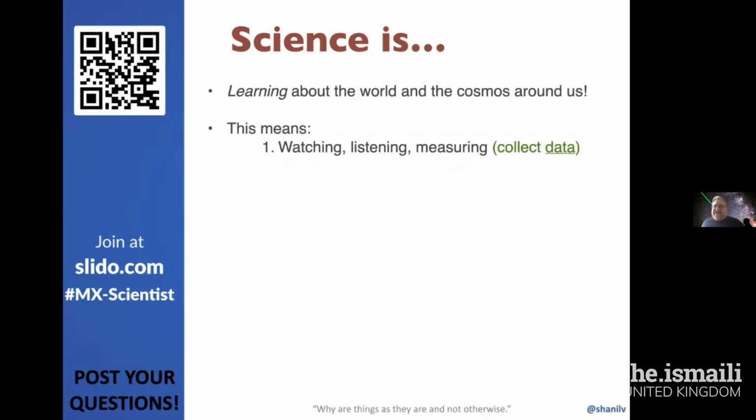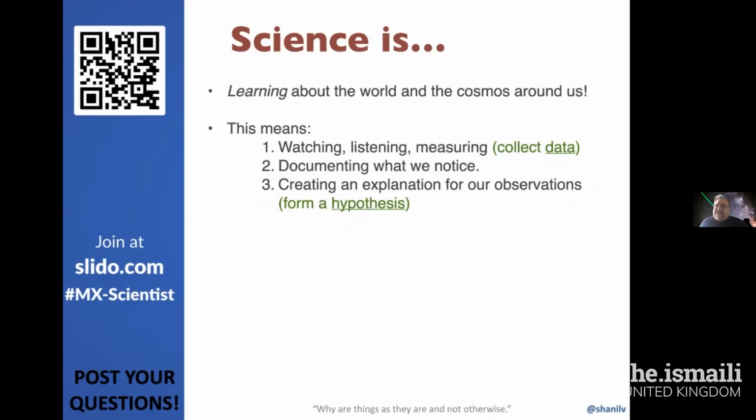In science, when we're starting to figure things out, that means we're collecting data. And it's just a fancy word for saying we're collecting information. So we watch, we listen, we measure. We need to write down what we found out because we don't want to forget it. So we put it in our journals. You guys as young engineers and scientists, as part of Mission X, are doing that.